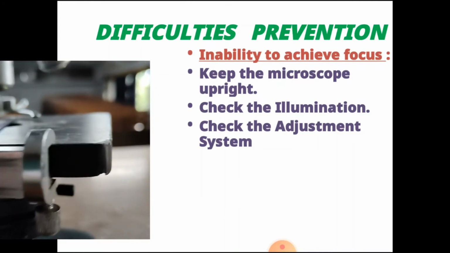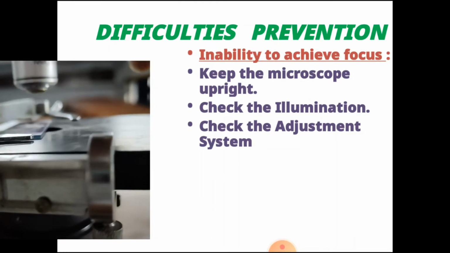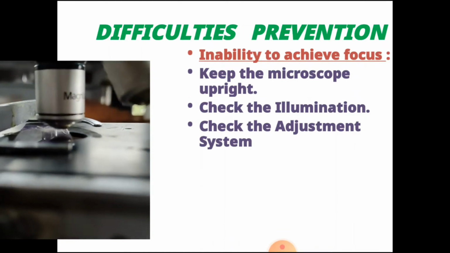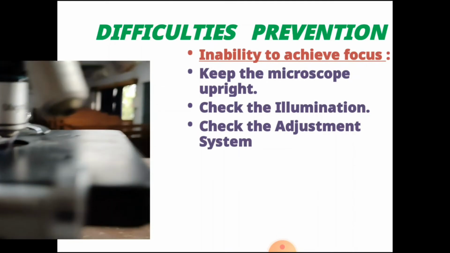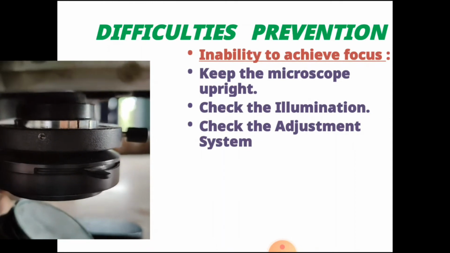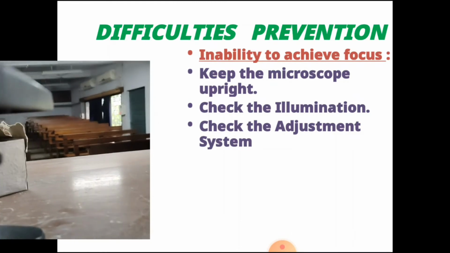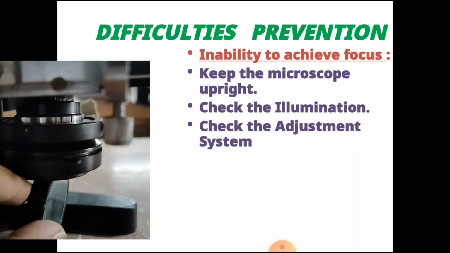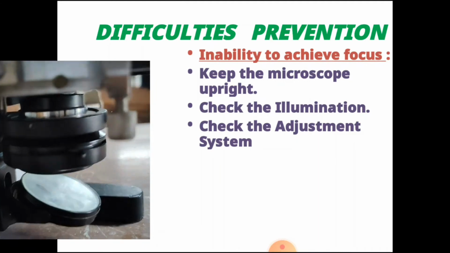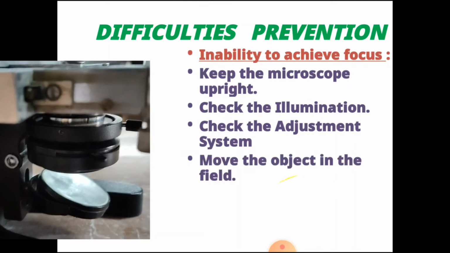And when you use the oil immersion lens, the working distance is about 0.5 to 1.5 millimeter, and the condenser is in the highest position. Plane mirror is used. So you have to check the adjustment system.